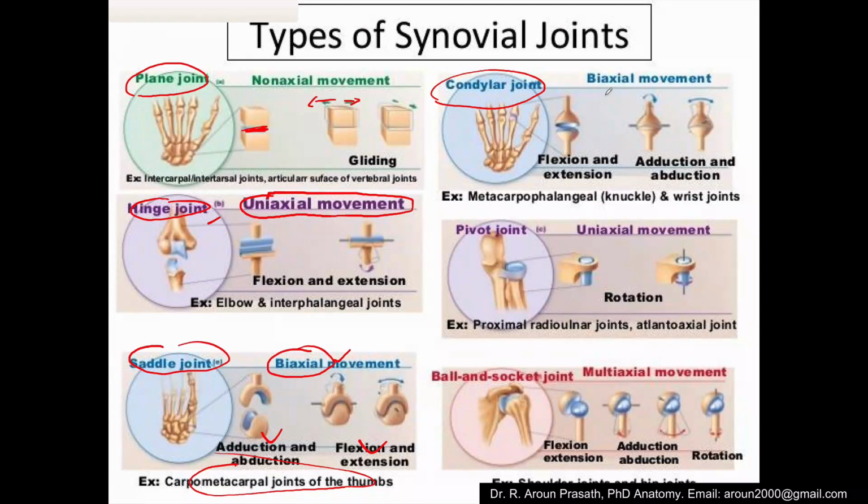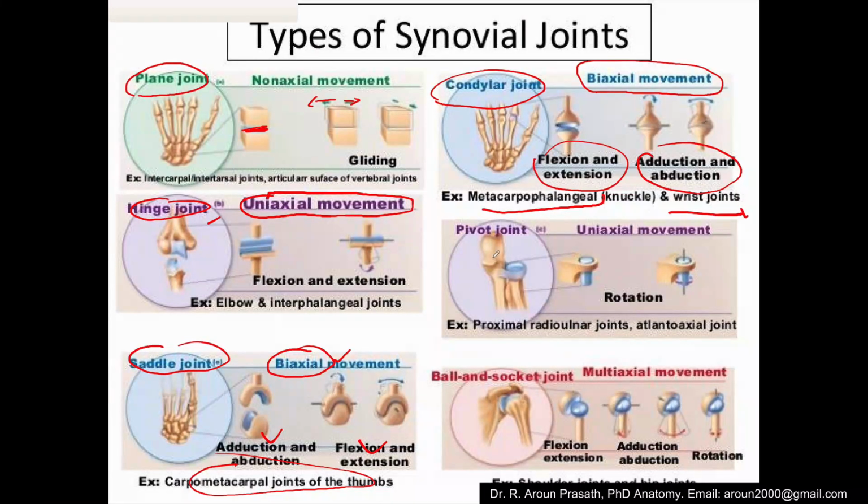So this is also allowing movement in two axes, so flexion and extension and abduction and adduction take place. It can take place in the condylar joint. Example: the metacarpophalangeal joint and the wrist joint.